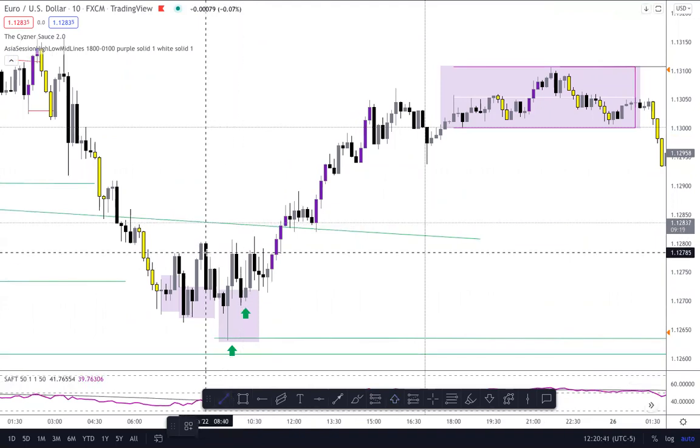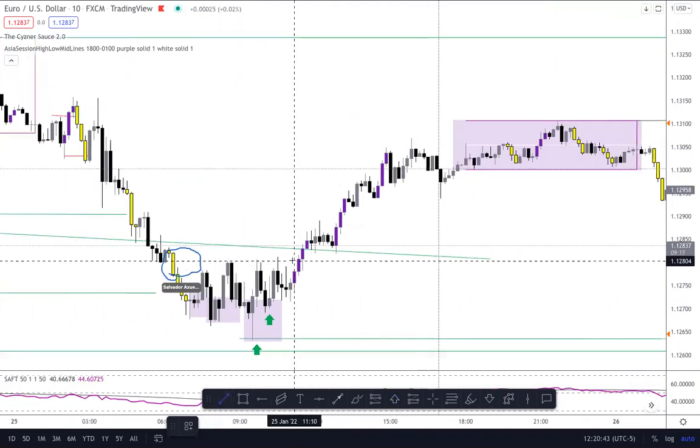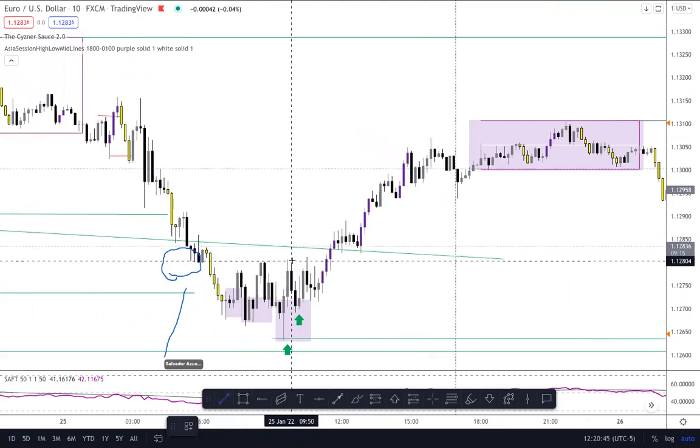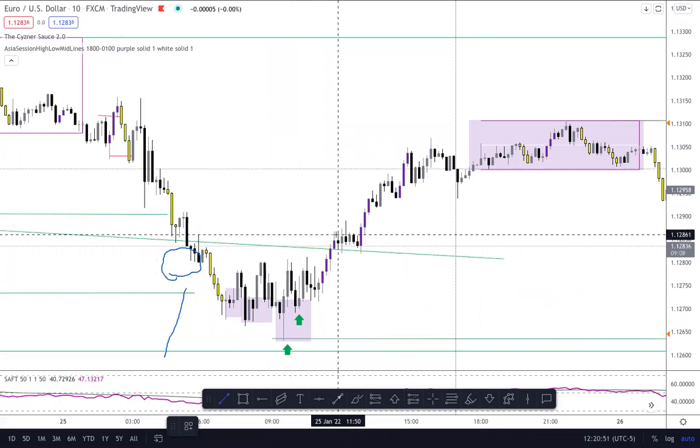I was going short, trying to go for the continuation to here. Yeah, so I took this loss, but then I recovered here. That's good.